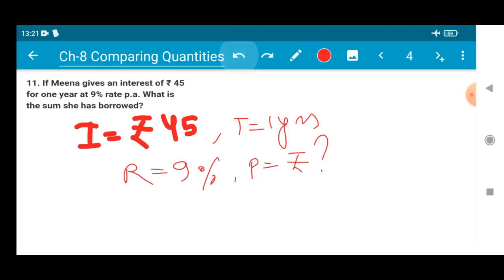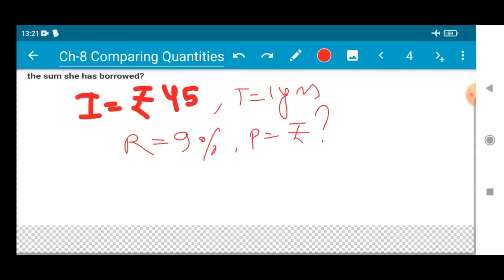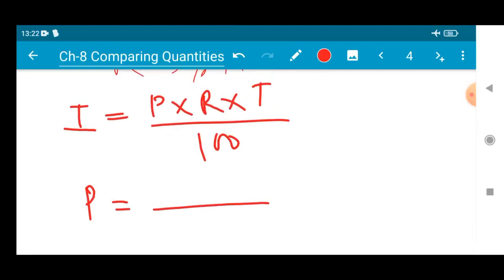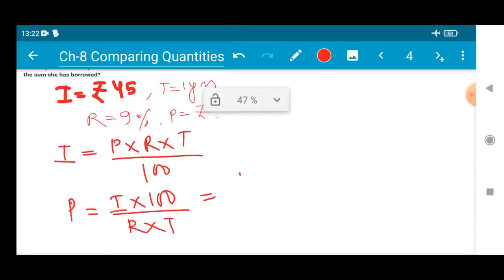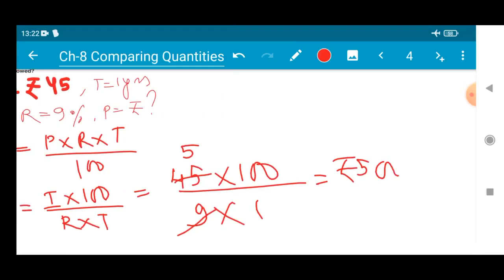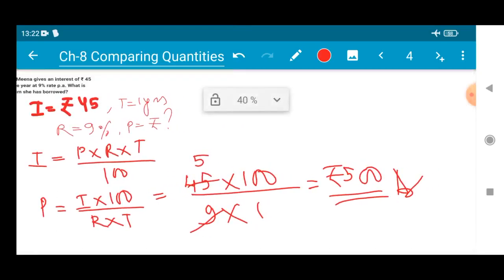Now interest is already known to us. Whenever we have to find the principal, from here only we can derive this formula. We know the main formula, that is I is equal to P into R into T by 100. From here let us calculate the principal. P, if you have to find, then we can use the formula I into 100, which is common for everyone. Only the denominator is going to change. Now I value is 45, into 100. What is R? 9% rate. For how many years? 1. So 9 fives are 45 and 5 into 100 is rupees 500. So how much amount has she borrowed? 500 rupees.